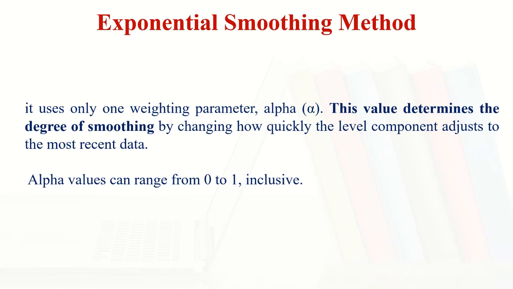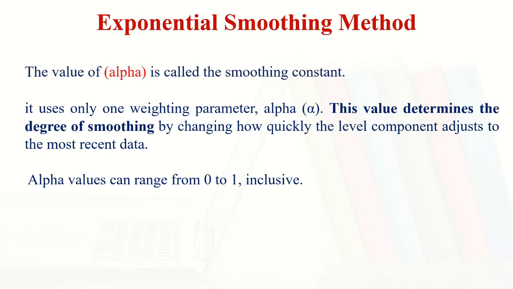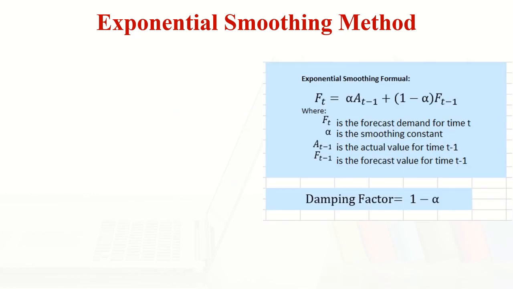So now I'm just going to explain about alpha. Actually, this value determines the degree of smoothing by changing how quickly the level component adjusts to the most recent data. So the alpha value can be from 0 to 1, and this is also known as the smoothing constant. So this is the formula and explanation of this.